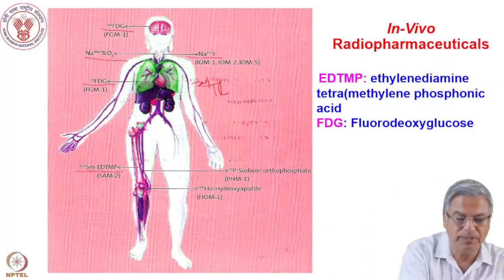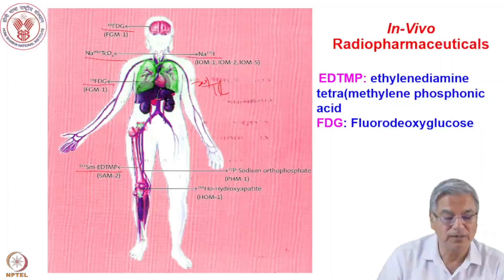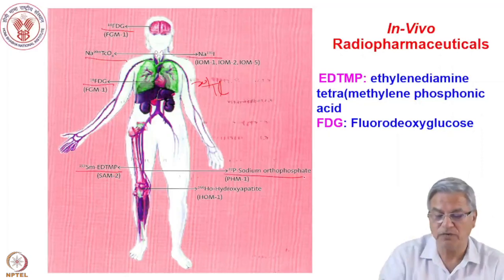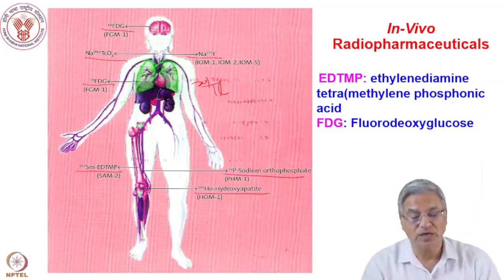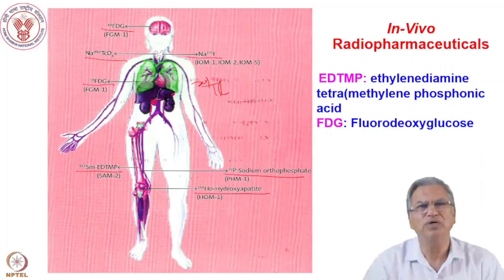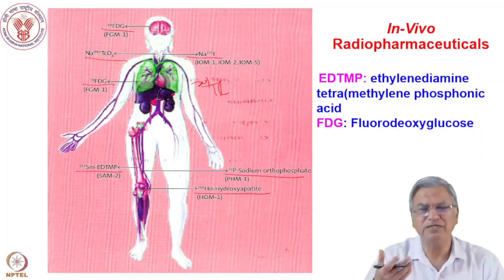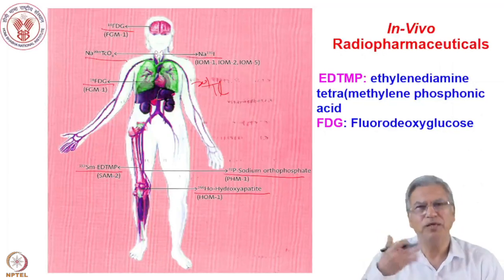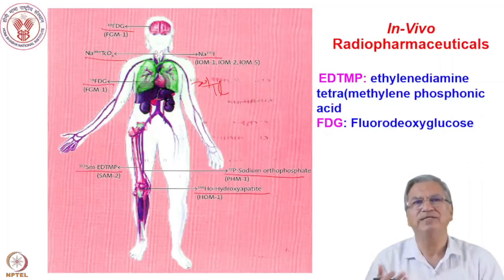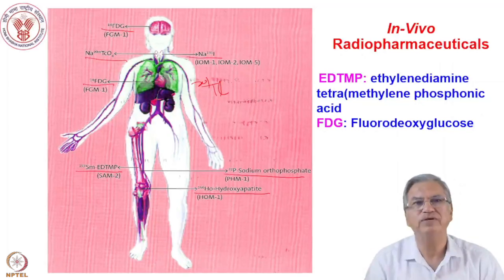Then for bones, you have ethylenediamine tetramethylene phosphonic acid, samarium-labeled EDTMP, or you can have phosphorus-32 labeled orthophosphate. Again, for the bones, you have holmium-166 hydroxyapatite. You will find that, for example, for the prostate, there are prostate-specific antigens. So, if you label that antigen with a particular radioisotope like lutetium, it will selectively go to the prostate, and you can do the image as well as you can do the treatment of prostate cancer. So, for almost every organ in the human body, you will find there is a particular pharmaceutical, and if there is a proper labeling radioisotope, you can do imaging of different organs of the body.